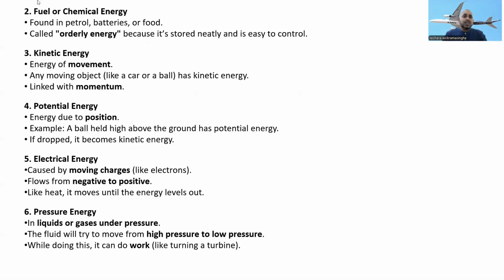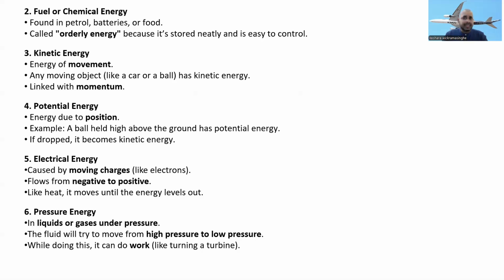Next one is fuel or chemical energy. Fuel or chemical energy is found in petrol, batteries, or food. It is called orderly energy because it's stored neatly and is easy to control.